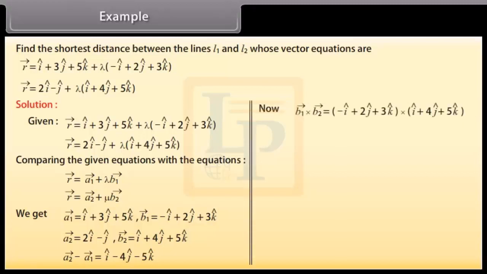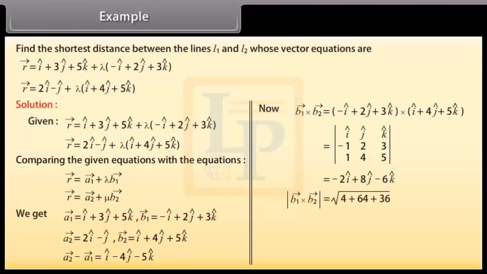Now, the cross product of vector b1 and vector b2 is (minus i cap plus 2 j cap plus 3 k cap) cross (i cap plus 4 j cap plus 5 k cap) equals determinant, row-wise, first row i cap, j cap, k cap, second row minus 1, 2, 3, third row 1, 4, 5, equals minus 2 i cap plus 8 j cap minus 6 k cap.